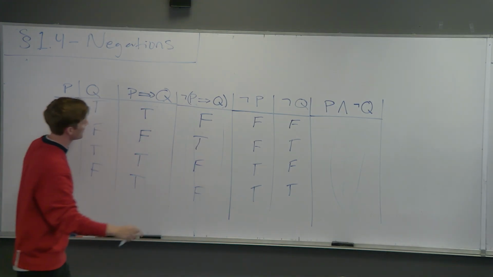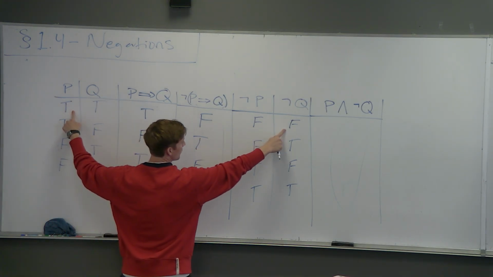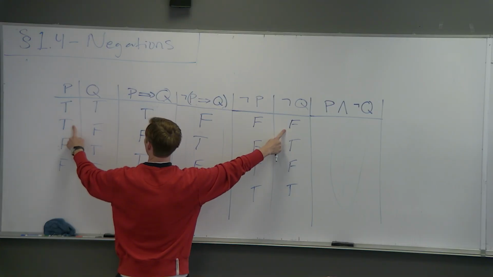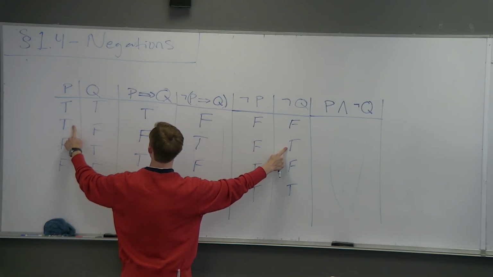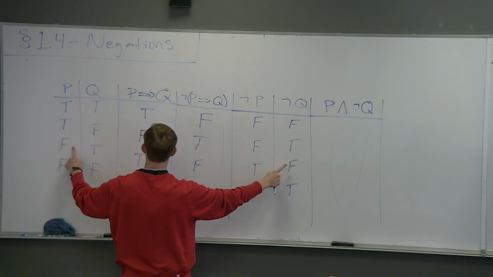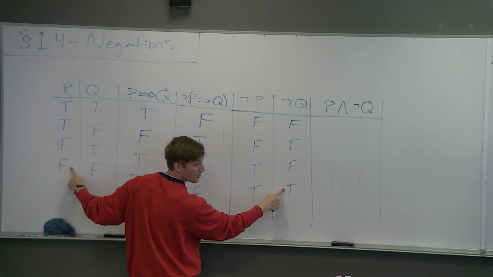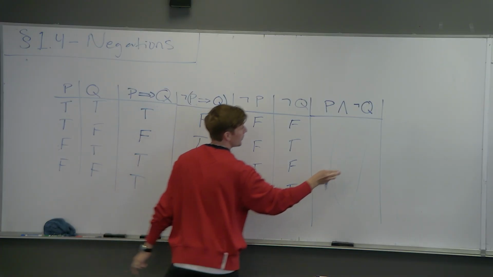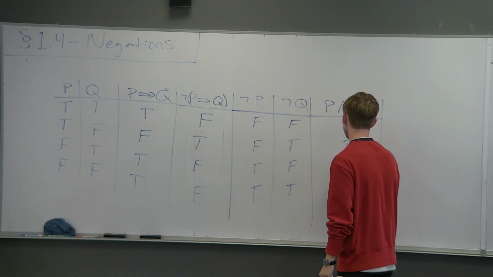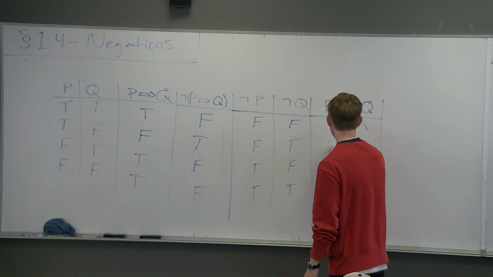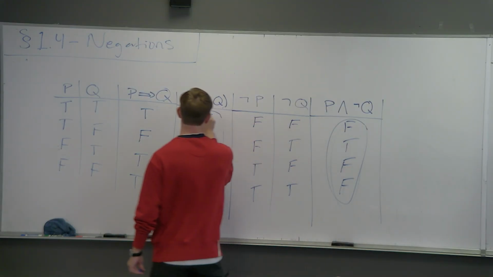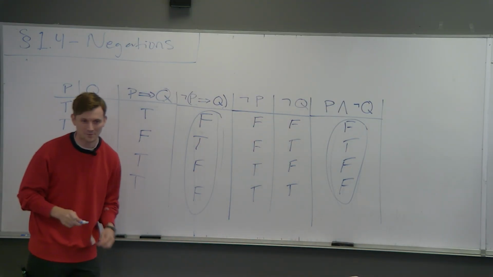Okay, let's run through it. So I've got P, I've got not Q, so it's false. I've got P, I've got not Q, true. P, not Q, false. P, not Q, false. So I get false, true, false, false. And hey, FTFF, FTFF, the same statements.